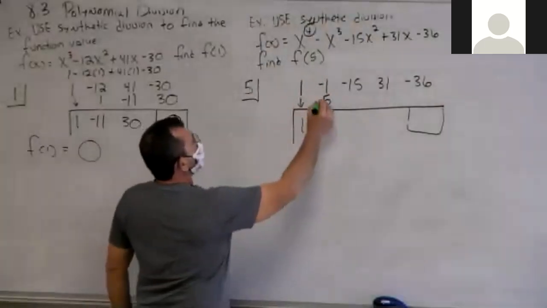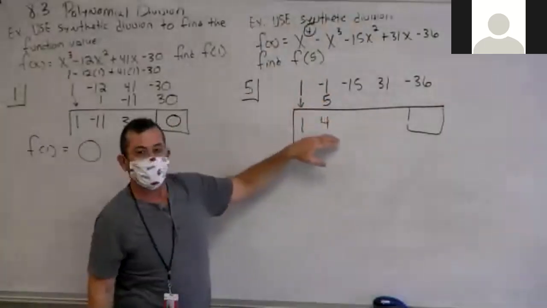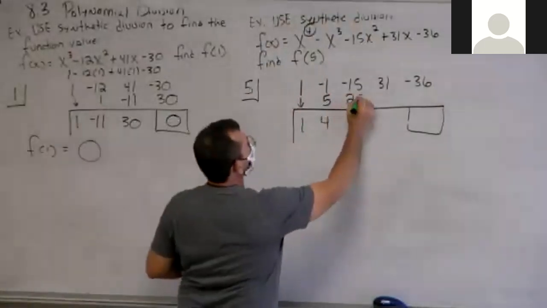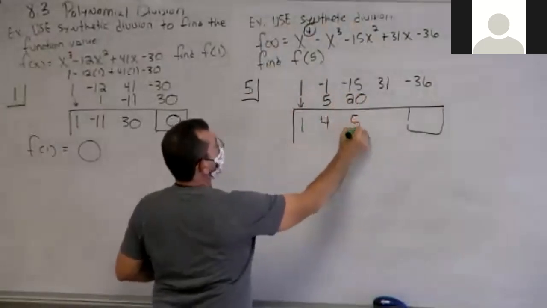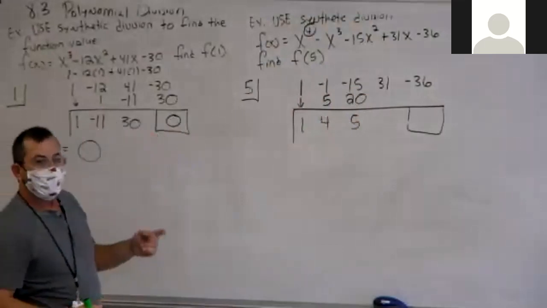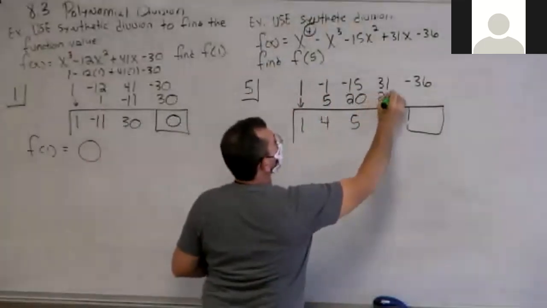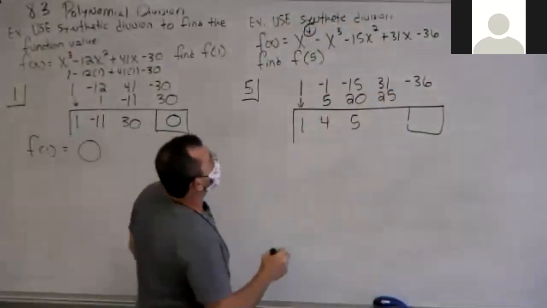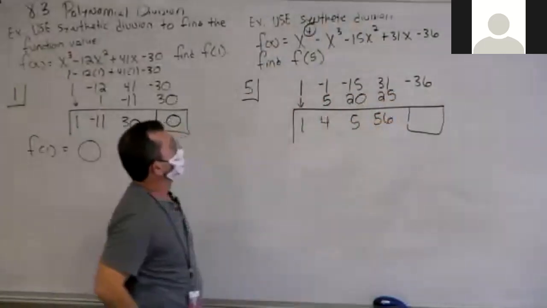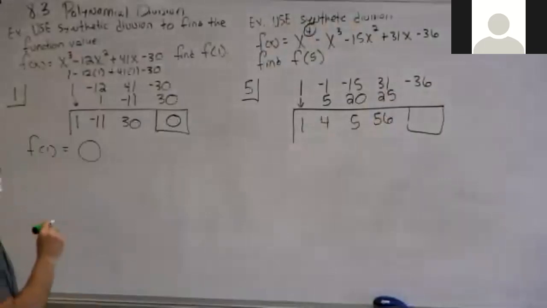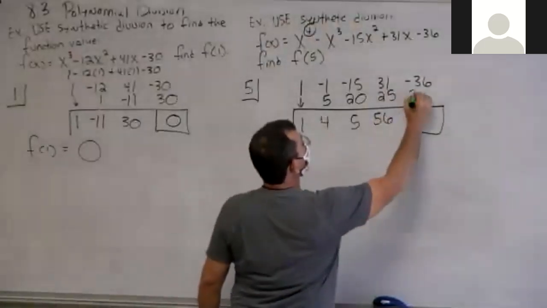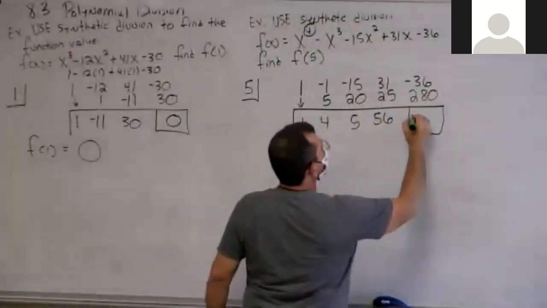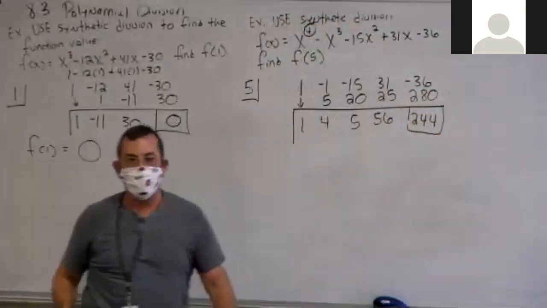All right, so let's see. -1 plus 5 gave me a 4. So these will start matching those coefficients you had the first time. 4 times 5 is what, 20? 20 minus 15 gives me 5. 5 times 5 is what, 25? Let's see, 31 plus 25 is what, 56? 56 times 5, I think, is 280. And then 280 minus that 36 gives me 244.